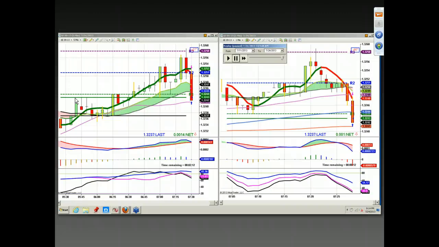Tim says staying away from flat 13 EMAs will help keep you out of trouble. That's so true.